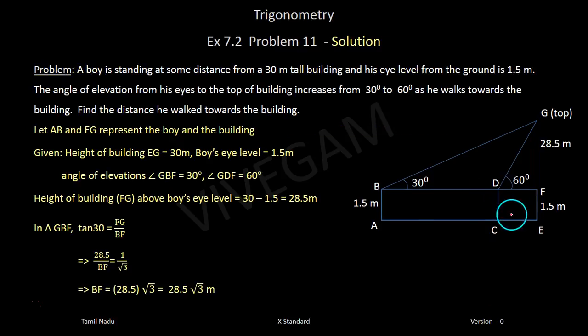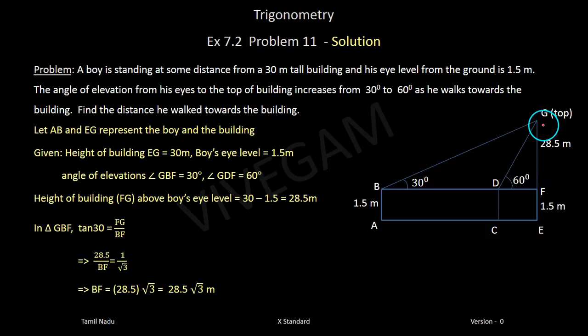The solution. Let AB and EG represent the boy and the building. This is AB, the boy, and EG is the building. Next, the angle of elevation is GBF, for when he was here, he was looking at the top of the building. So this is his line of vision and this is the horizontal line to his eye, or his eye level. The angle of elevation is between the line of vision and the eye level. So this is 30 degrees. Then he moves towards the building, it becomes 60 degrees, right?